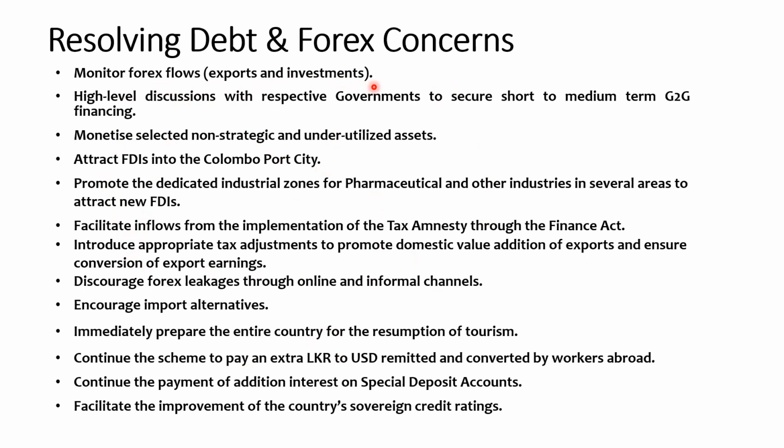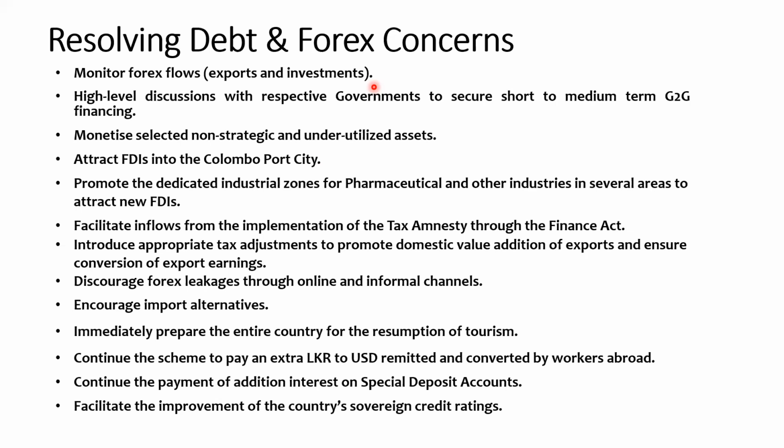And they also inform that whatever money they receive from the export, they have to bring that money within a certain period, and they have also imposed a condition. Okay, I can't remember the percentage, maybe 60% or 85% of the export earnings, they have to convert into dollars. That means they are trying to monitor the forex flows. Then high-level discussions with respective governments to secure short to medium-term government-to-government finance.